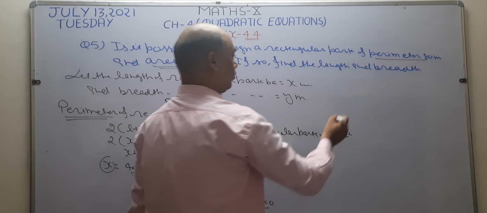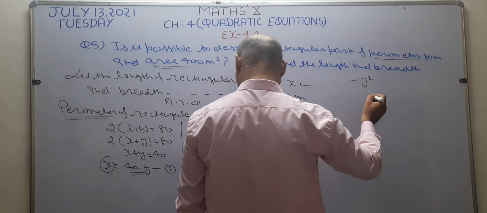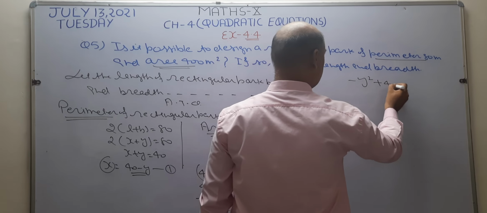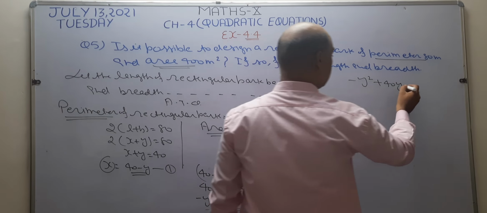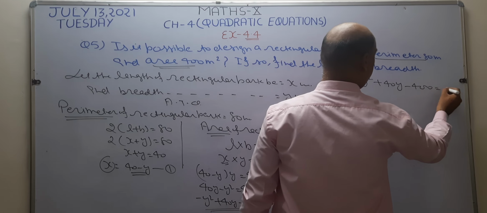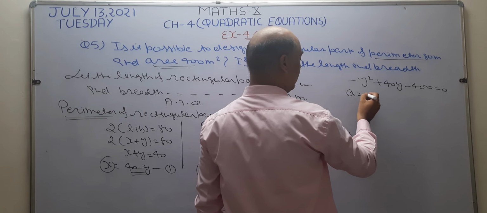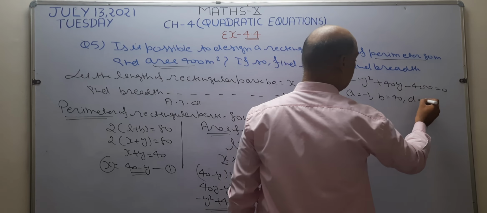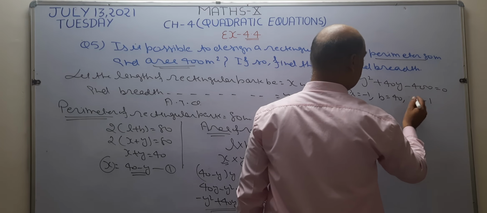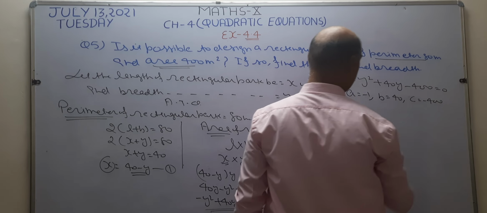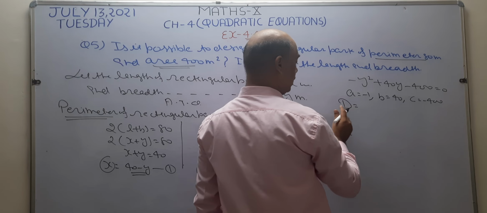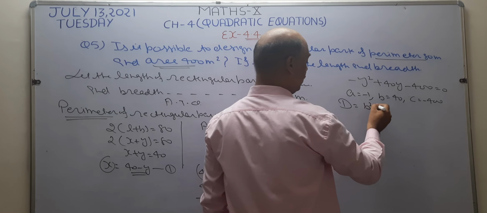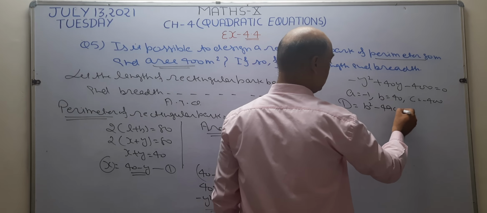Now I want to solve this equation by using quadratic formula. Before solving this question, I want to check the value of D. For this, I want to find the value of A. Minus 1, B is 40 and C is minus 400. Before, I want to find the value of D. Finding the value of D is B square minus 4AC.